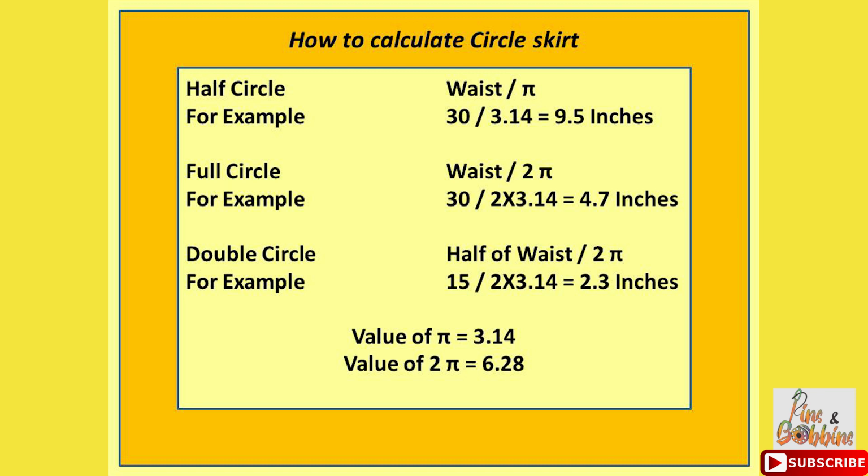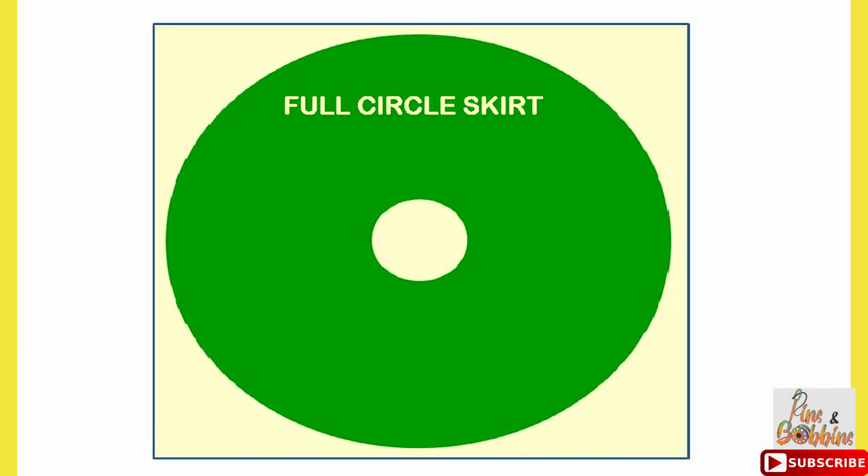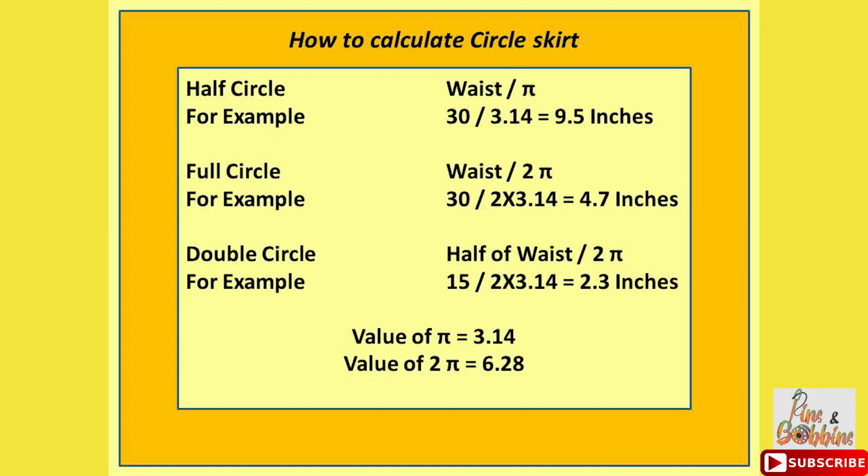And now we'll talk about the full circle skirt. For this, I am going to divide the waist measurement by 2 pi. That is, 2 into 3.14 is 6.28, which is the standard value for 2 pi. For example, if the waist measurement is 30 inches divided by 6.28, we'll get 4.7 inches. So here we will take the waist measurement as 4.7 inches on fabric for a full circle skirt.